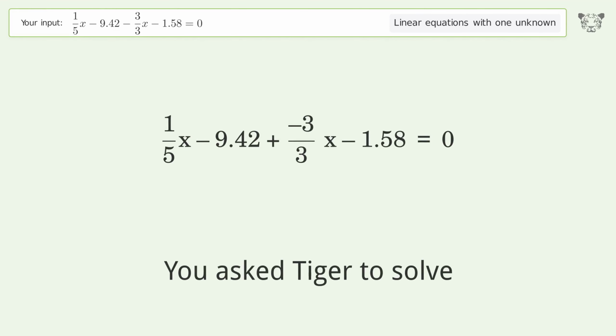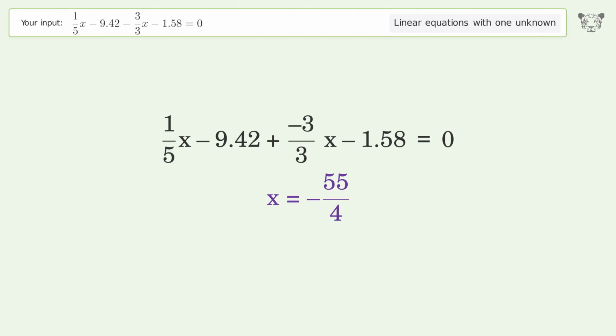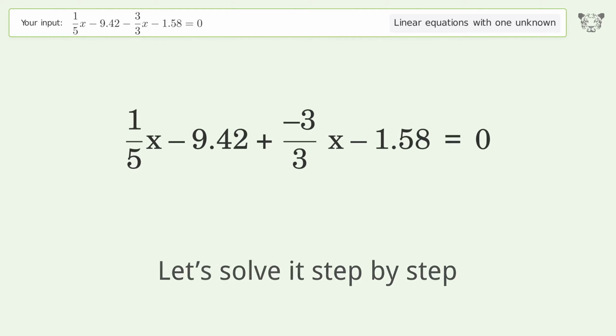You ask Tiger to solve this. This deals with linear equations with one unknown. The final result is x equals -55/4. Let's solve it step by step.